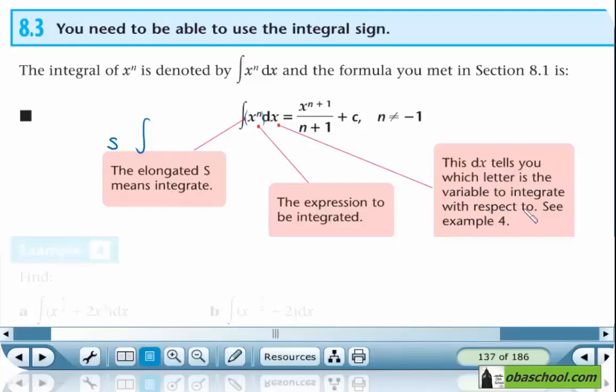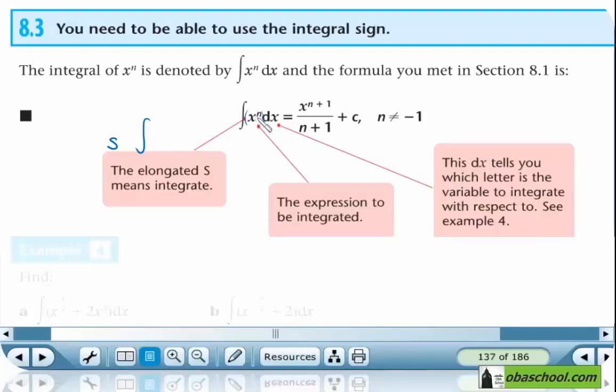We are going to look into example 4. The dx tells us what variable we are going to integrate, because sometimes we have expressions in terms of y and x and z, but dx tells us that x is the term that is going to be integrated. Then this form is going to be equal to the formula that we met in section 8.1.